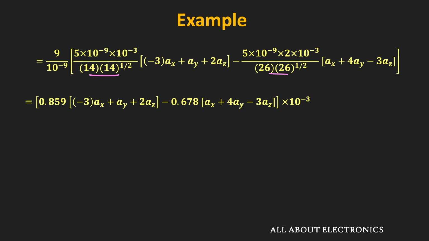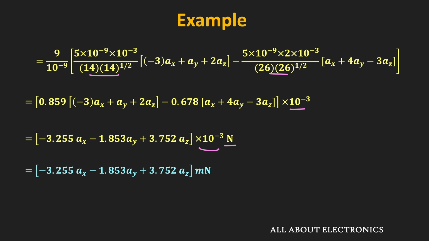So if we further simplify it, then the net force is equal to minus 3.255 times AX minus 1.853 times AY plus 3.752 times AZ. And of course, over here, we will also have this 10 to the power minus 3. So as you know, the unit of the force will be Newton. And considering this factor, we can say that the overall force is in the millinewton. So in this way, we found the net force that is acting on the 5 nanocoulomb charge.